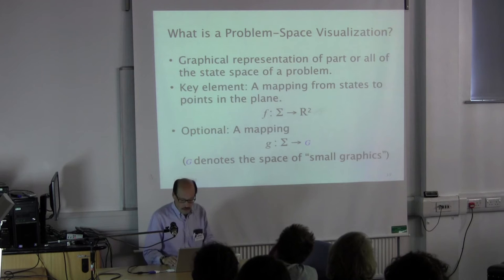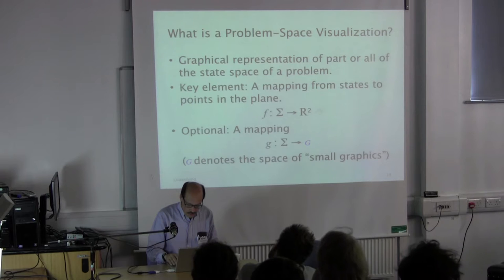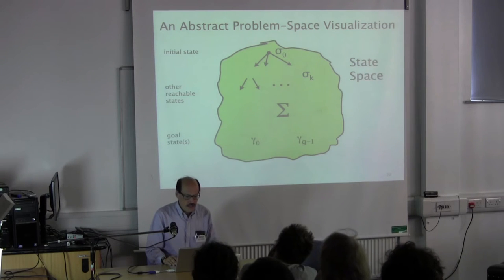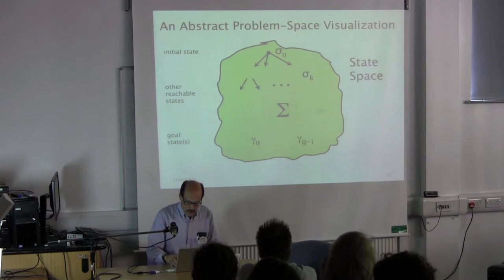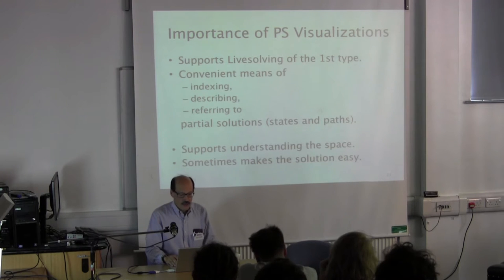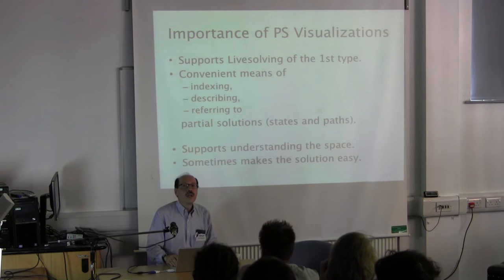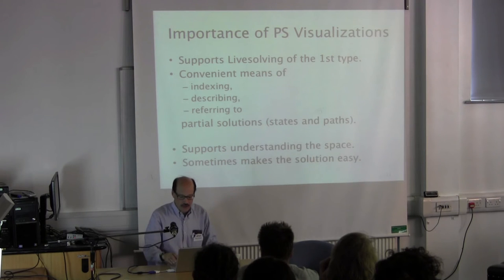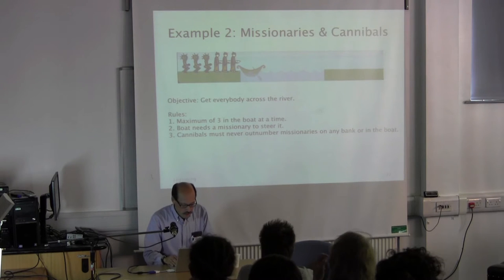You might also want to render each state with a little graphic instead of just a circle, so that there's a little bit more sense of orientation within the graph. So clearly one of the challenges of providing this sort of facility is coming up with those visualizations. They have a number of advantages besides supporting the live solving. They give you a shared representation. You can have multiple people looking at this representation, perhaps drawing different parts of the graph, and a basis for communication.